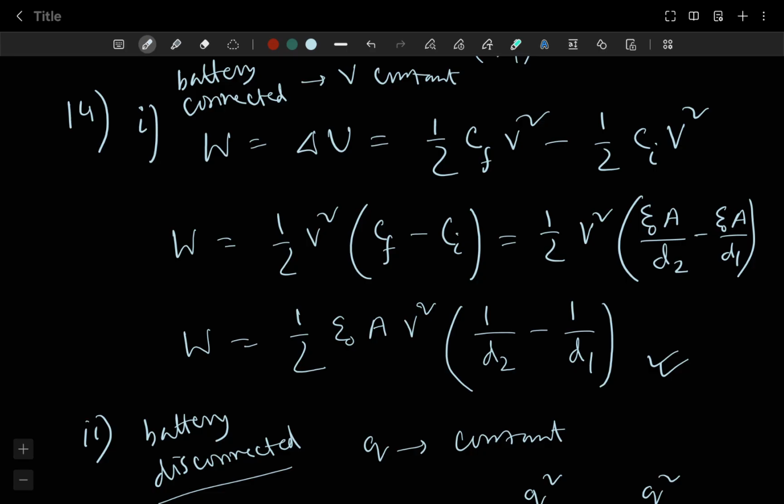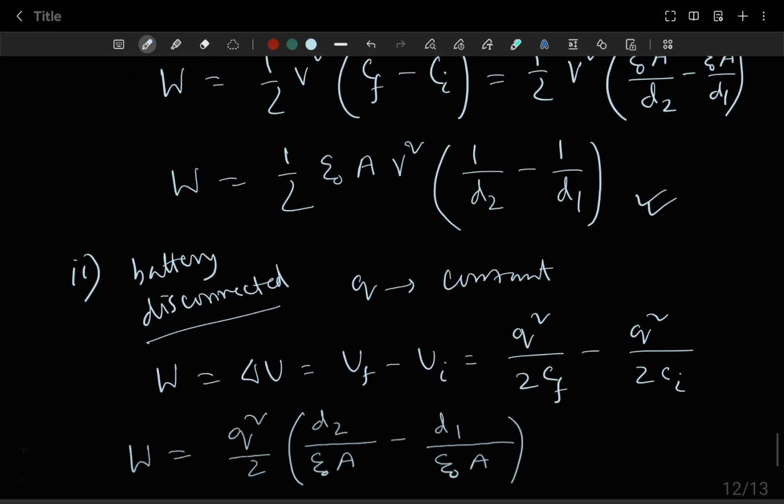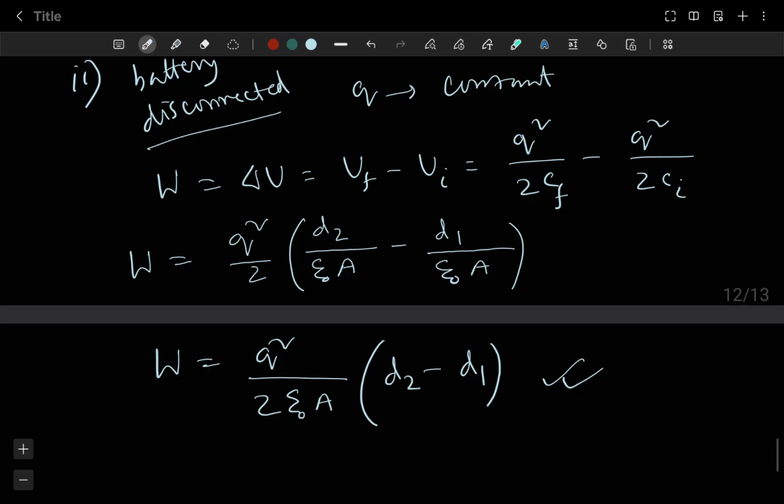Okay, so when V is constant, if we increase the plate separation, the capacitance decreases, that means energy decreases. Okay, fine. So it is the work done by the force basically. Okay, and when the battery is disconnected, then here the work done is positive, so work done is against the force.